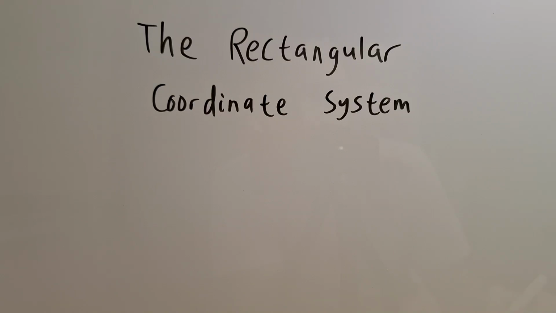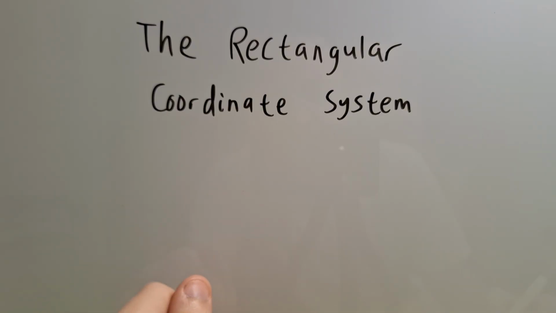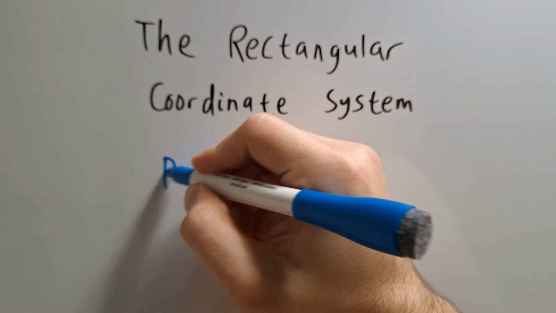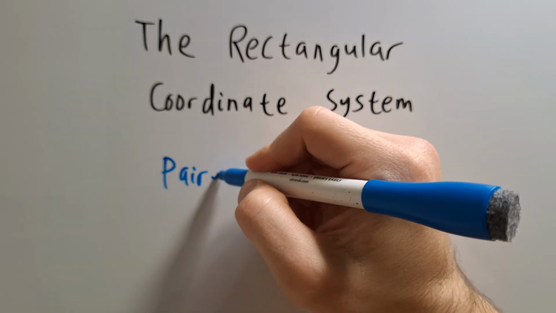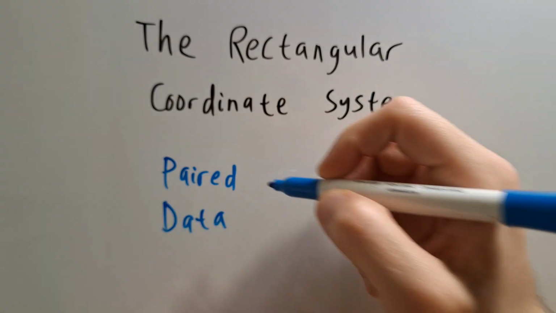Hello everyone, in this video we are going to talk about the rectangular coordinate system. But before we dive into its foundations and I show you an example later on, I want to talk about something called paired data. So what exactly is paired data?